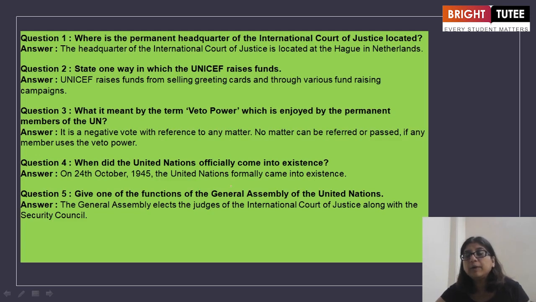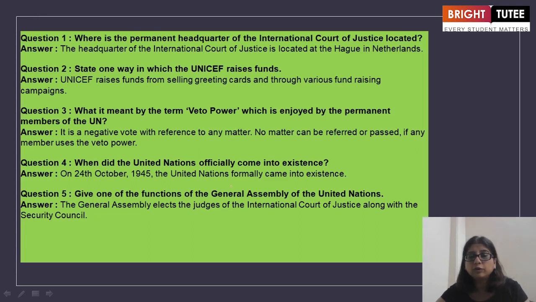And where is the permanent headquarters of the International Court of Justice located? The headquarters of the International Court of Justice is located at The Hague in the Netherlands. UNICEF raised funds by selling greeting cards and through various fundraising campaigns. A veto is a negative vote in reference to any matter. No matter can be referred or passed if any member uses the veto power.